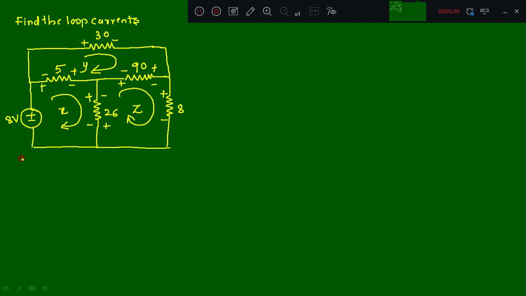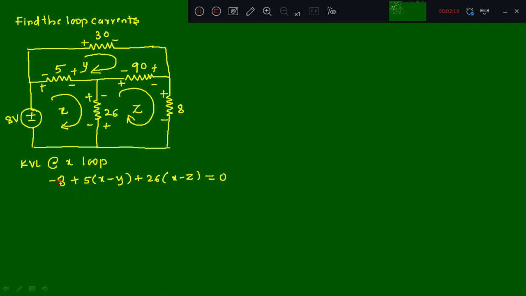Now we need to write the KVL equation at X loop. Okay, we start from this point. Here it is minus 8, right? Then coming to this point, here X is entering the 5 ohm resistor with a plus sign, but meanwhile this Y loop current is at that point with a minus sign. Therefore it is plus 5 times X minus Y. Next, coming to this point, 26 ohm, right? So write 26, but with respect to X it is plus, but with respect to Z it is minus. So therefore X minus Z.